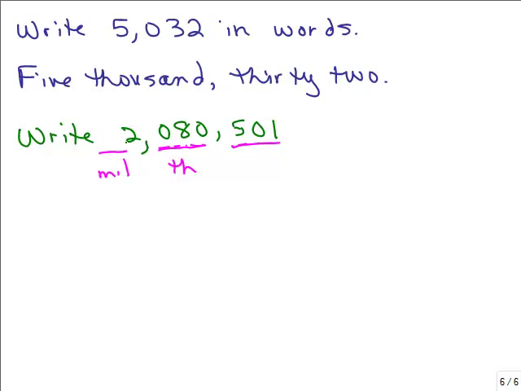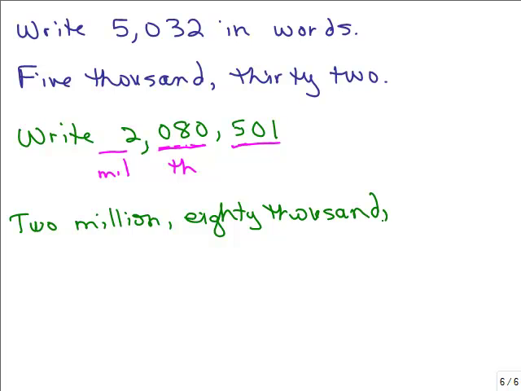We take this number over here, we see it's in the millions, and we just write the number that you see, which is 2. So we have 2 million. Then what? We look at the next grouping of 3, which is in the thousands place, and this is the number 80. So we write 80,000. And then we look at the next grouping, and at the very last grouping, all we do is write the number we see, which is 501.